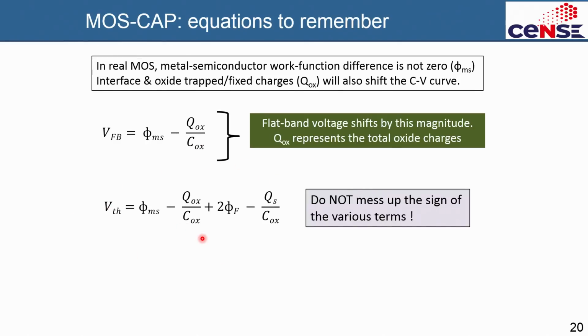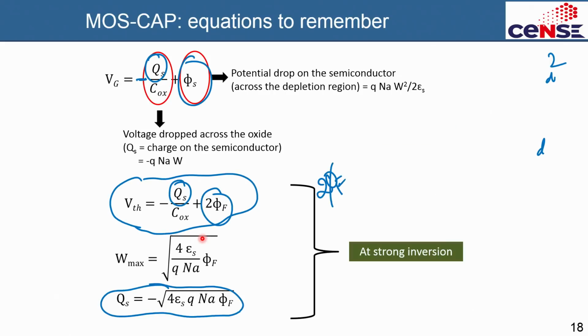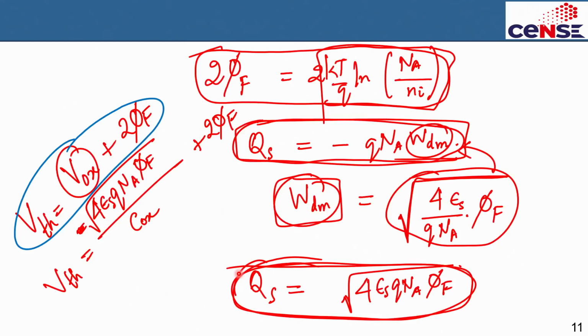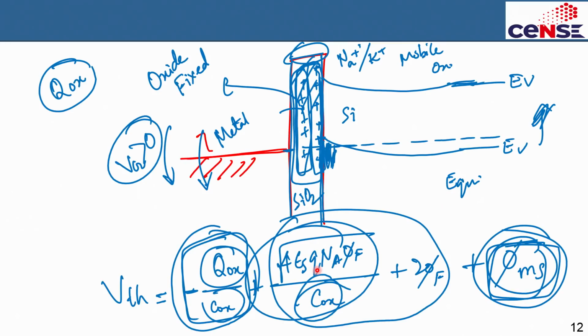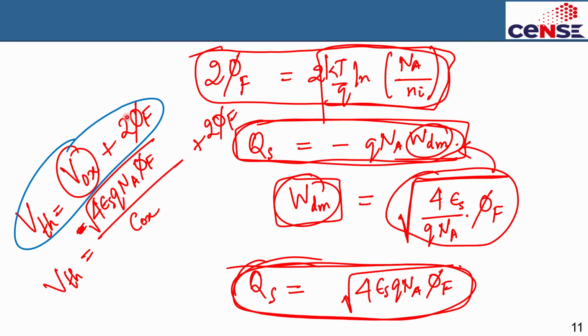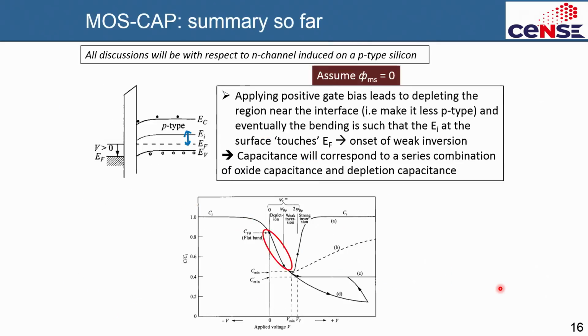This is essentially the same expression that I had written down for you a little bit back. This is 4 epsilon q Na phi f, the threshold voltage expression, right. This threshold voltage expression will be shifted by the oxide charges and the metal semiconductor work function difference. It is essentially the same expression that I am writing here, but in a neat way.